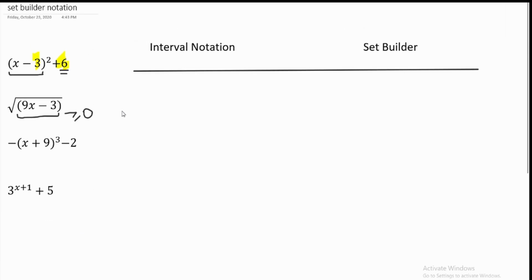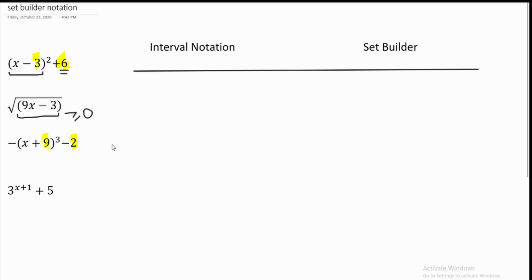All right, our next function, we have negative bracket x plus 9 cubed minus 2. Notice again that vertex form is technically reserved for parabolas, but we can think of it in the same way for cubics and other polynomials and parent functions. These two values give us the center point of the graph and how it's shifted. So this +9 means that this function moves to the left 9 units. The -2 means it goes down 2 units.